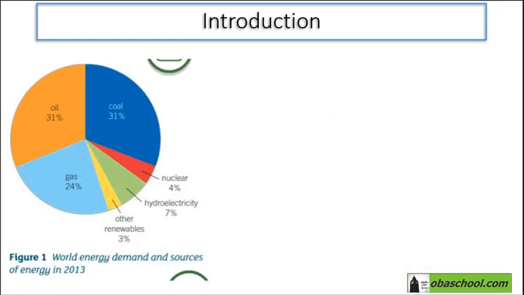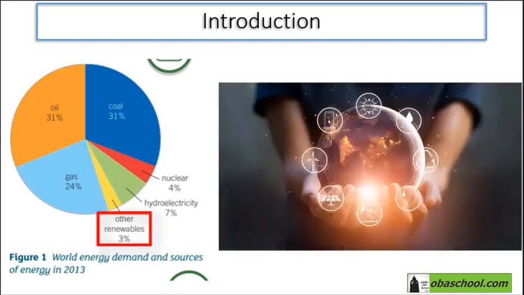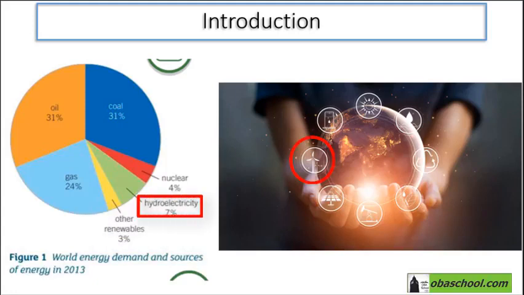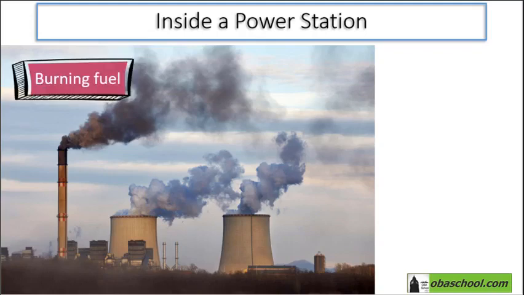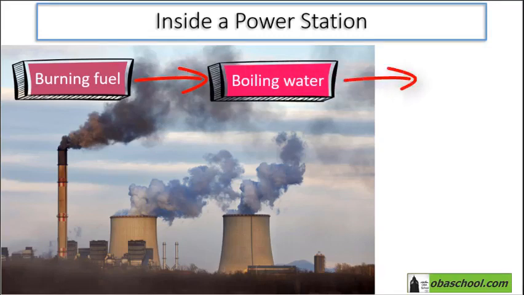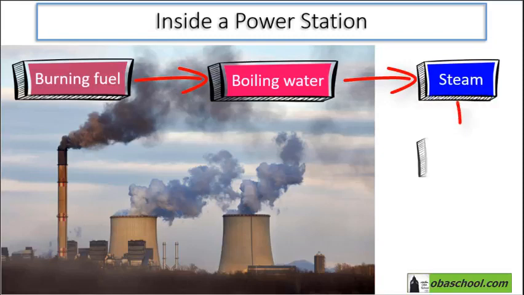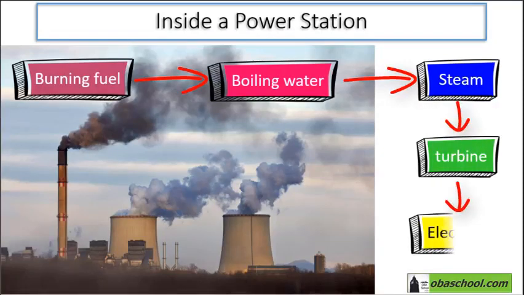Some of the electricity you use is from renewable energy resources such as wind energy, hydroelectricity, and solar energy, which you will learn more about in topics P3.2 and P3.3. In coal or oil-fired power stations, and in most gas-fired power stations, the burning fuel heats water in a boiler. This produces steam. The steam drives a turbine that turns an electricity generator.